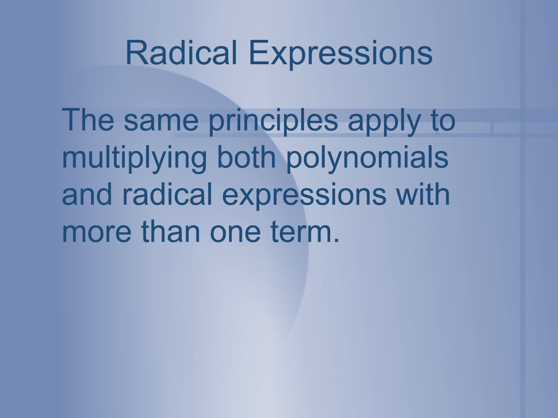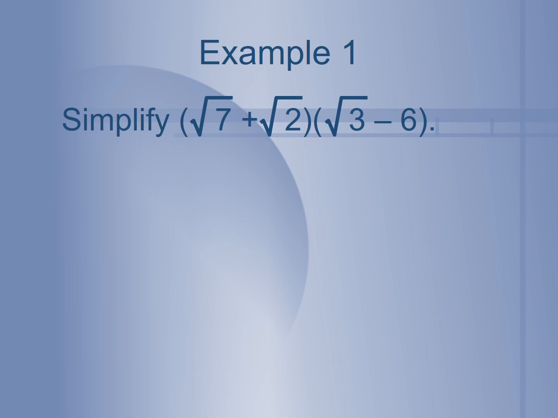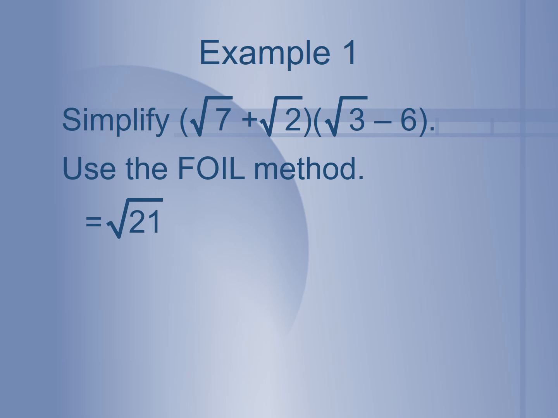And the same principles apply to multiplying both polynomials and radical expressions with more than one term. So for example, if I have a binomial times a binomial, even if they have radicals in them, I still have to multiply them the same way. I can either use the FOIL method or the box method, whichever method you prefer. And using the FOIL method, I would have the first term, which would be the square root of 7, times the square root of 3, which would be the square root of 21.